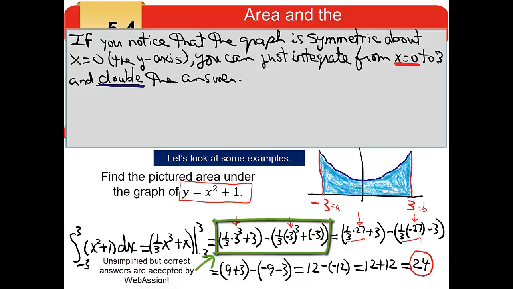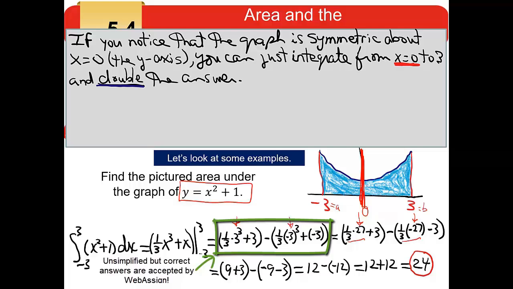You might have noticed, I don't know if you did or not, there's a symmetry in this graph. If you were to cut it right at the line x equals 0, the left half of that graph looks just like the right half of the graph, which means half the area is to the right of 0 and half the area is to the left of 0. If you ever notice a function that's symmetric like that, you can just integrate from 0 to the right-hand endpoint and just double your answer.